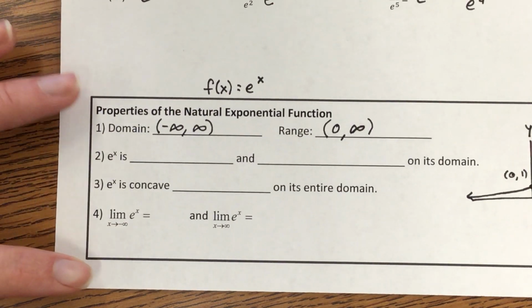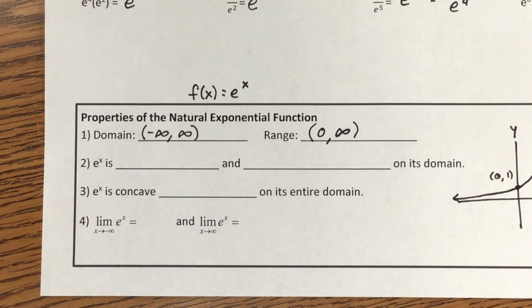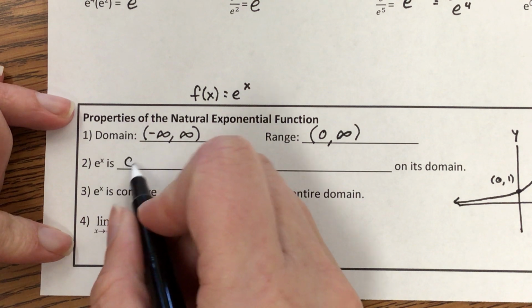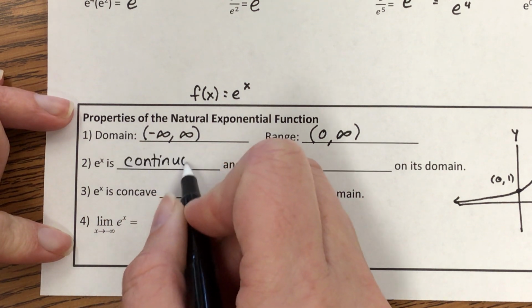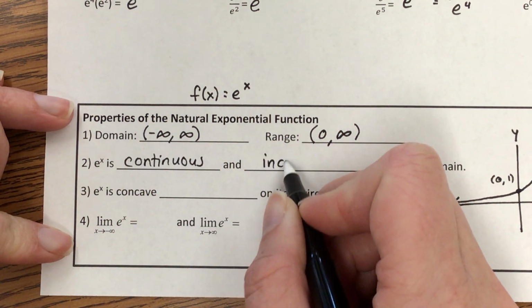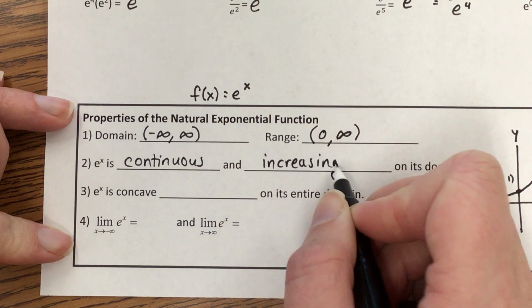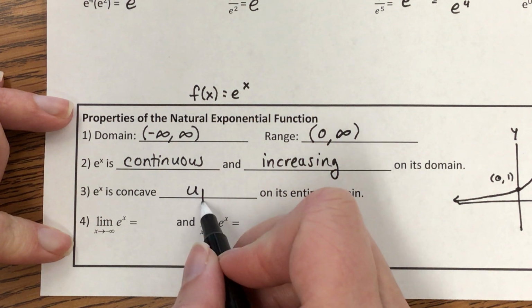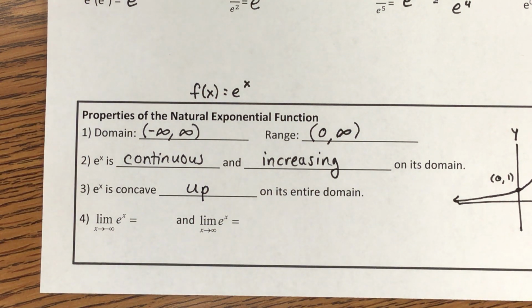E to the x is always increasing, which means it always goes up as you go to the right, and e to the x is continuous. It is continuous and increasing. Number 3, e to the x is concave up on its entire domain. We'll talk about concave up and concave down in a different section, but we definitely want it in these notes so we can come back to it at some other point.